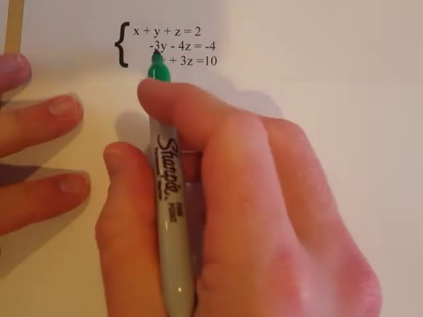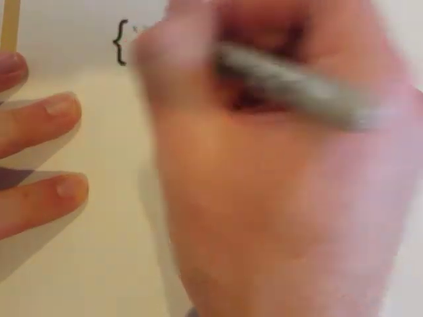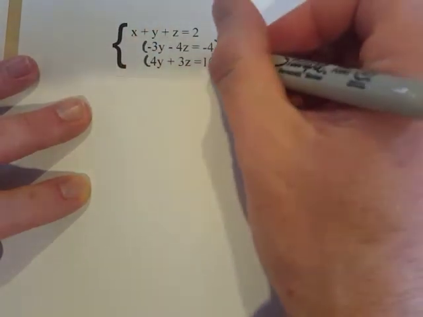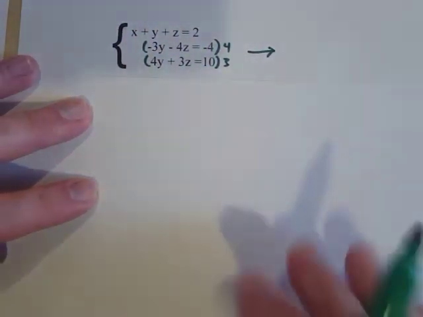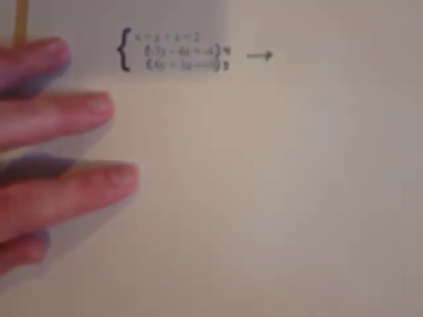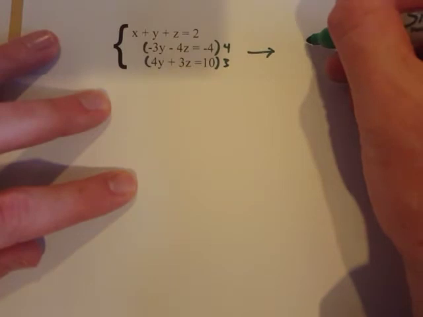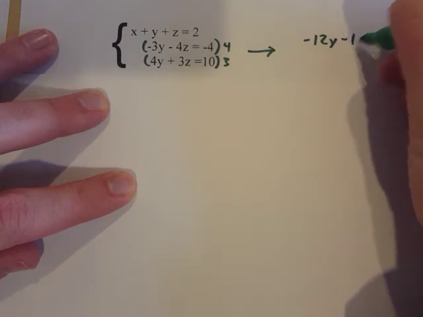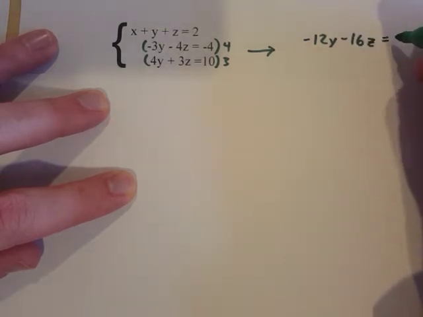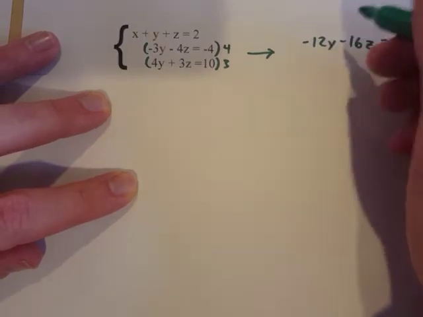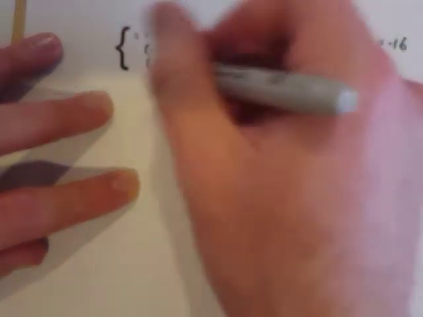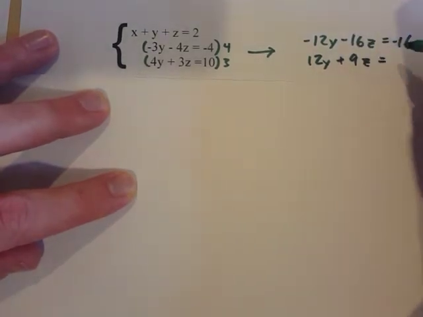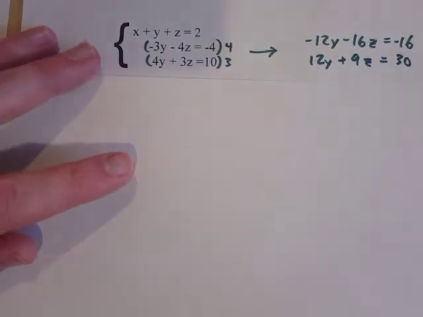In order to get opposites on the y's, we need to have 12s. And so I'm going to multiply this one by 4, and I'm going to multiply this one by 3. Bringing that off to the side, we're going to add these two equations together. So we've got negative 12y minus 16z equals negative 16. And then we have 12y, for this other equation, 12y plus 9z equals 30. Okay, we add those together.